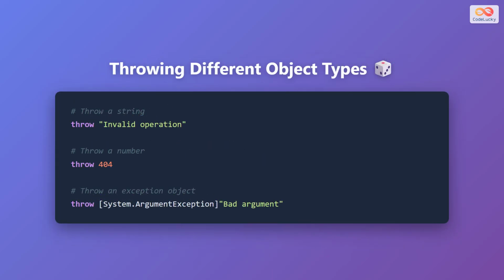Throw is flexible and can accept different types of objects. You can throw a simple string message, a number like 404, or even a complete exception object. When throwing an exception object, you specify the exception type in square brackets, such as System.ArgumentException, followed by your custom message. This gives you fine-grained control over the type of error you're generating.